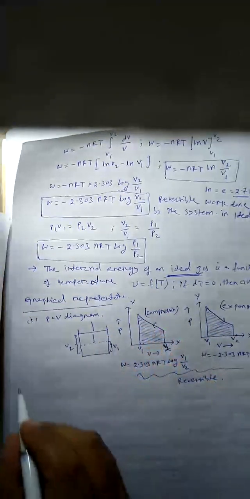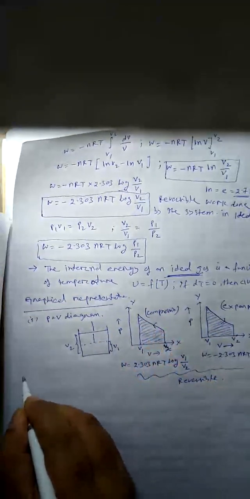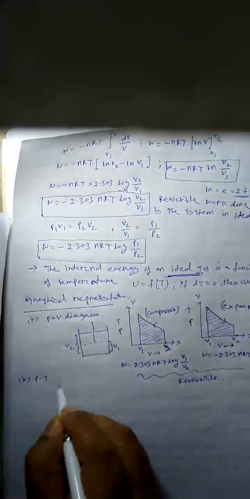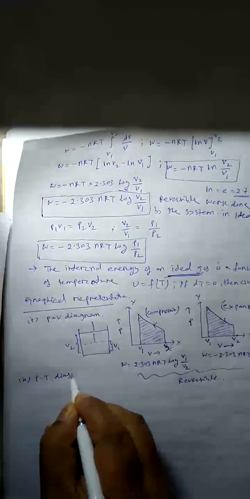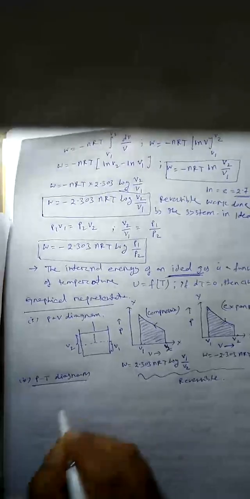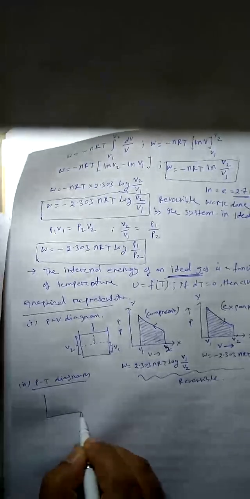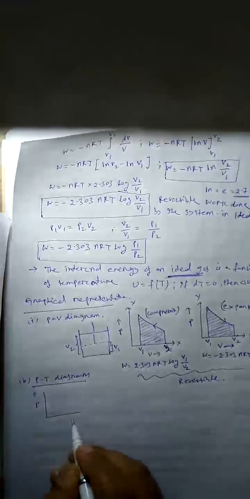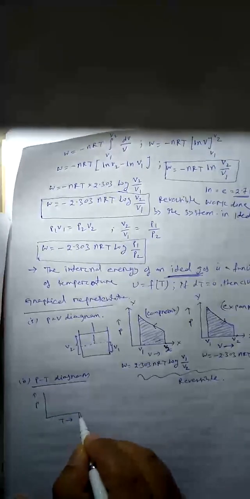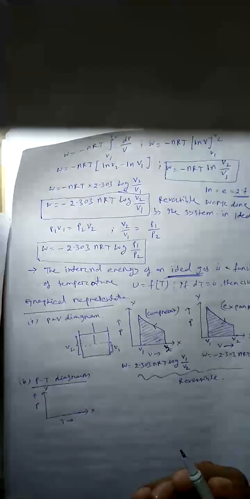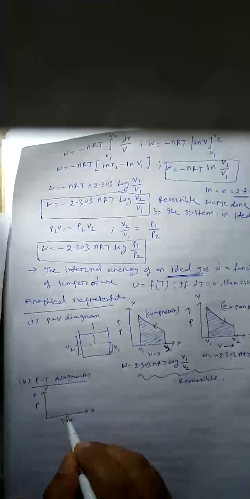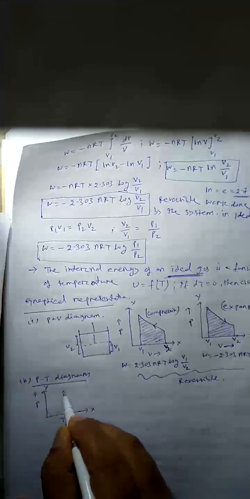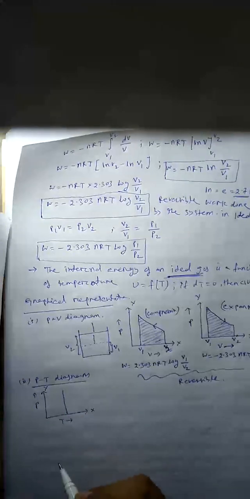The other diagram is also possible. The second is the pressure-temperature diagram, the PT diagram. Suppose here is the pressure, which is the y-axis, and here is the temperature, which is the x-axis. Here the temperature remains constant. That means an isothermal process: temperature will not change, so at a particular temperature, pressure will change. This is the pressure-temperature diagram.